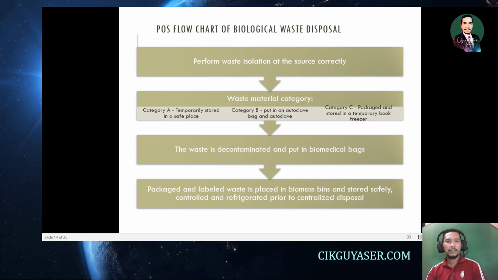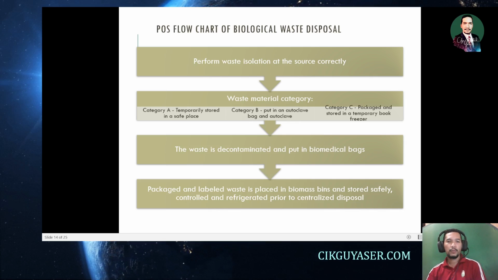Okay, let's see the SOP flow chart of biological waste disposal. Number one, we perform waste isolation at the source correctly. We categorize the type of waste. For example, category A will be stored temporarily in a safe place. Category B we put in the autoclave bag and it will be autoclaved. And category C, we pack and store in the temporary freezer.